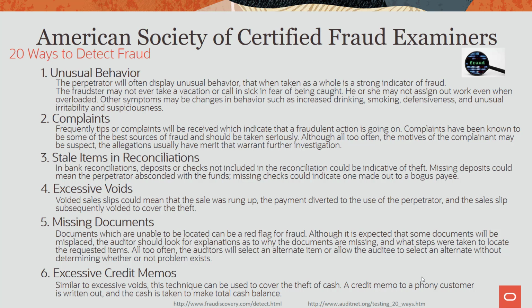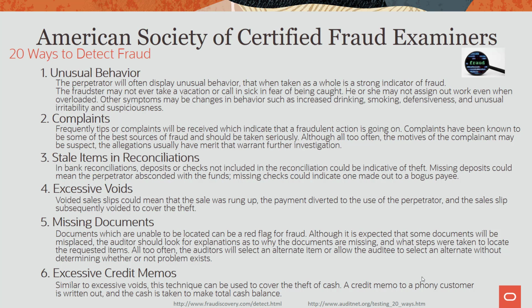So they had this document called 20 Ways to Detect Fraud. And here's the first 6 of them. They said unusual behavior. Now remember, this is all coming from people, and you can see the links to where these documents came from at the bottom of the slide here. But they said most of these investigator kind of brains were saying, well, you'd have to watch the perpetrator, and they'd have unusual behavior. They may not even take a vacation or call in sick for fear of being caught. They may not assign out work even when overloaded. They have to do it all themselves. They may have increased drinking, smoking, defensiveness.